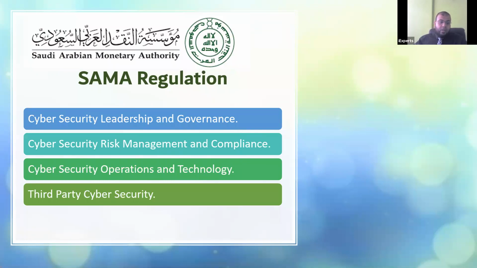Then we have number three, the security operation and technology. In the security operation and technology, it makes sense because after you set the plan, you have to go next and you have to take some steps to operate your cybersecurity, and we have some very clear controls helping you to achieve that. Then number four, vendor management.